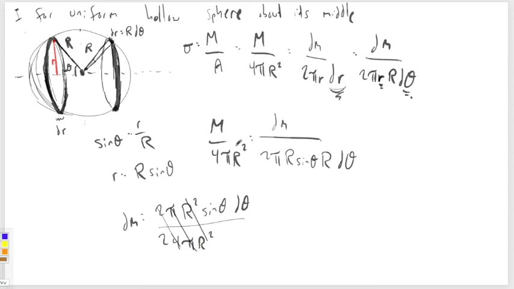Oh, and I left out an m, didn't I, when I bring that up? So I need an m here. So that's going to equal m sine theta over 2 d theta. That's what dm is. And so now I can start to do my actual integral.